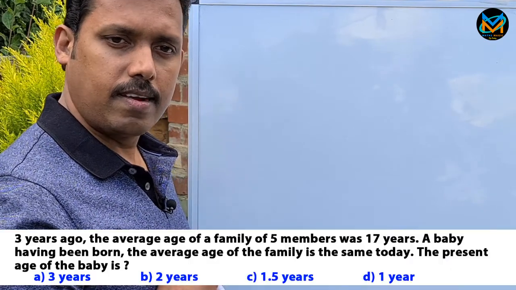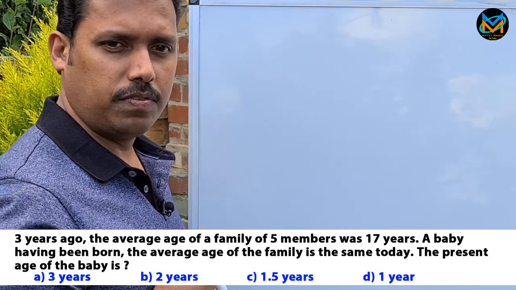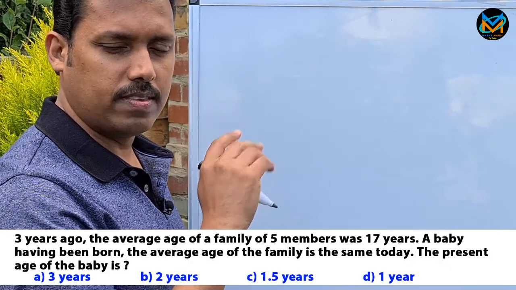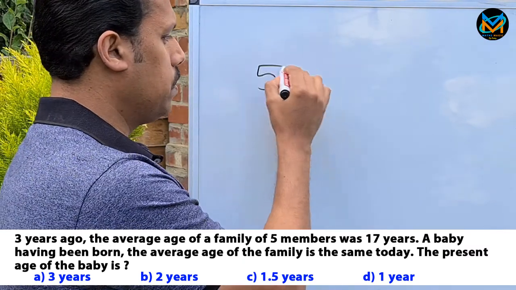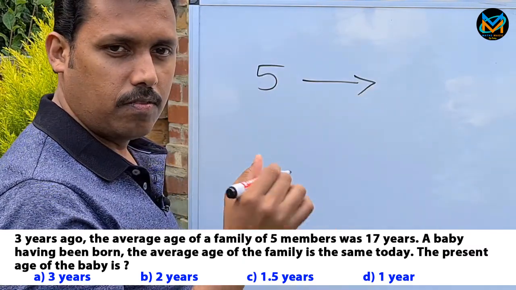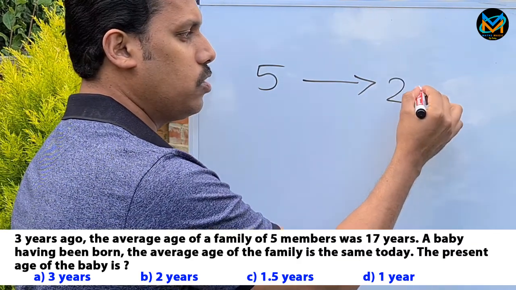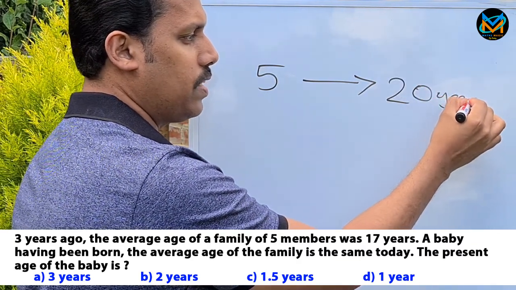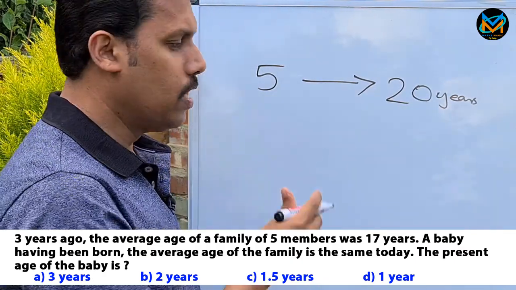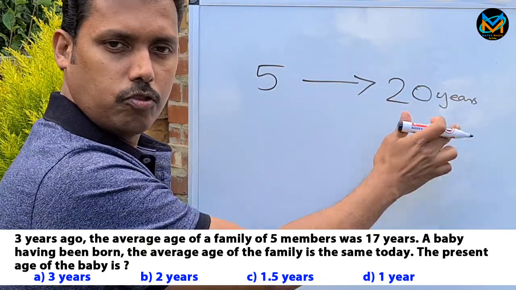See below. 3 years ago, the average age of a family of 5 members was 17 years. So the average age of 5 members was 17 years 3 years ago. That means now it is 20 years. 3 years ago, if it is 17, now it is 20 years. So the average age of 5 people is 20 years.